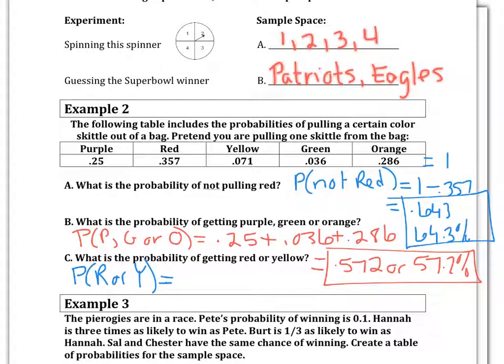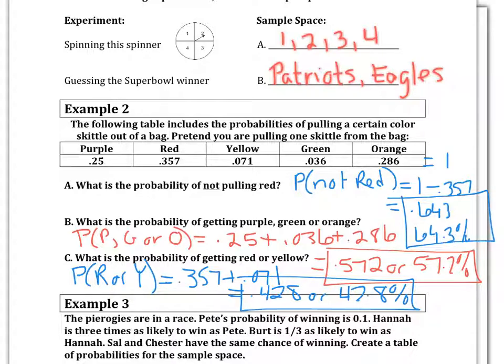So red was 0.357 plus yellow is 0.071. So when I add those up, I get a total of 0.428, which is 42.8%.